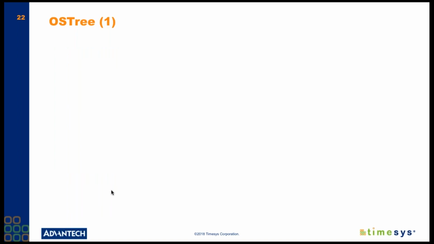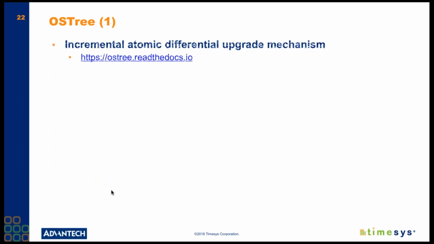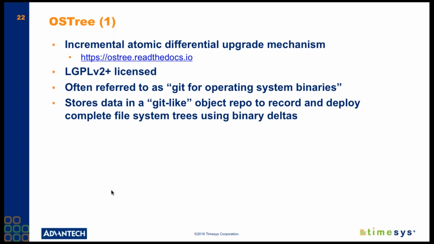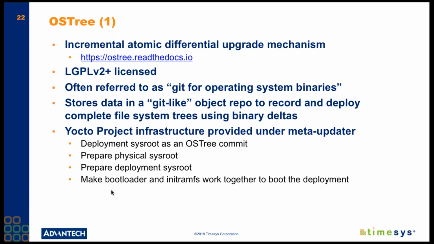So the next technology is called OSTree. It's an incremental atomic differential upgrade mechanism, licensed as open source as well. It often describes itself as a Git for operating system binaries, because it stores those binary deltas in a Git-like object repository, which can then be pushed to a target device. It also has the Yocto project infrastructure provided under Meta Updater.